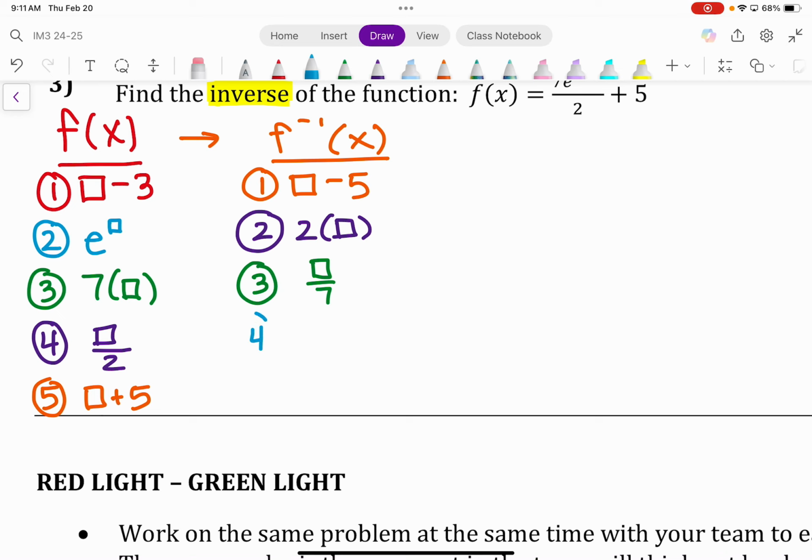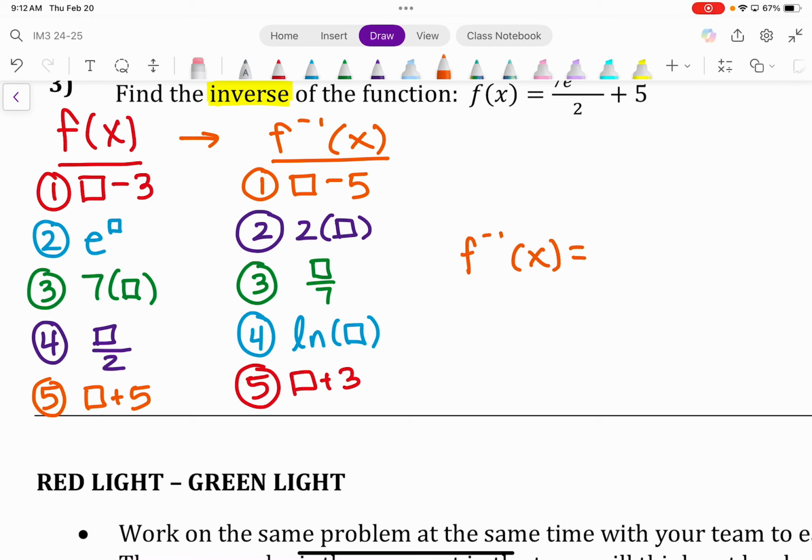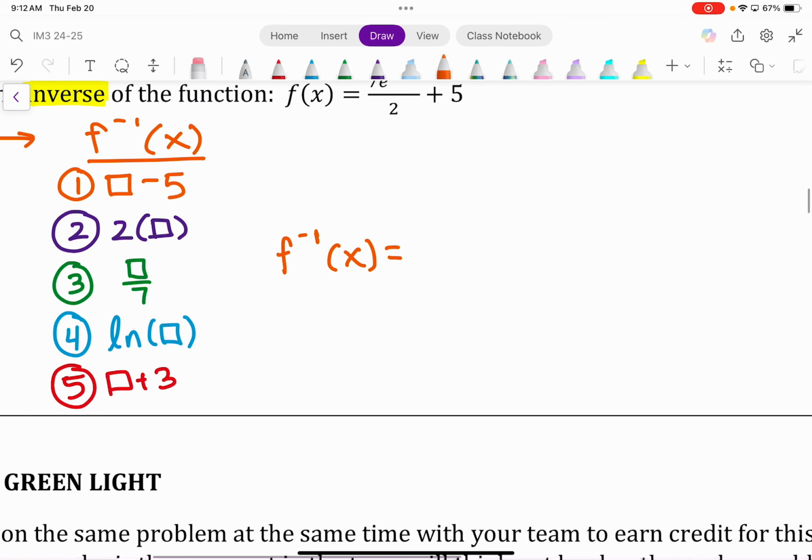Okay, this one should be easy. The opposite of e, the opposite of the natural base is the natural log, the ln. So ln of the box. And then opposite of minus 3 is plus 3. So with our list made, we can actually write out our equation.